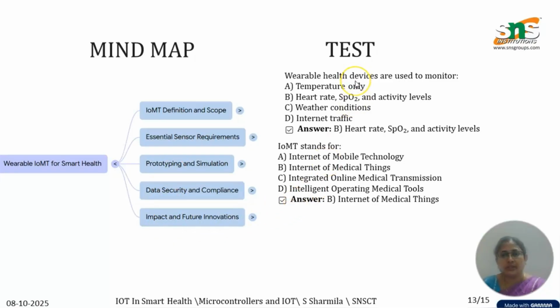Now let's move on to the assessment stage. Wearable health devices are used to monitor: temperature only, heart rate, SpO2 and activity levels, weather conditions, or internet traffic. The answer is heart rate, SpO2 and activity levels. IoMT stands for: Internet of Medical Things, Internet of Mobile Technology, Integrated Online Medical Transmission, or Intelligent Operating Medical Tools. The answer is Internet of Medical Things.